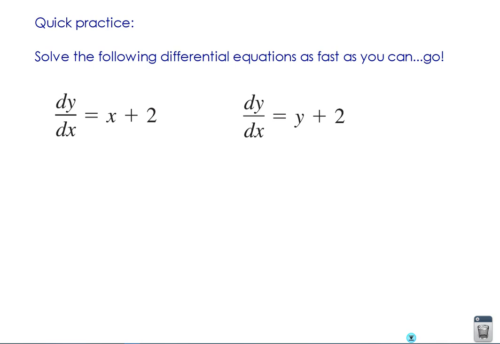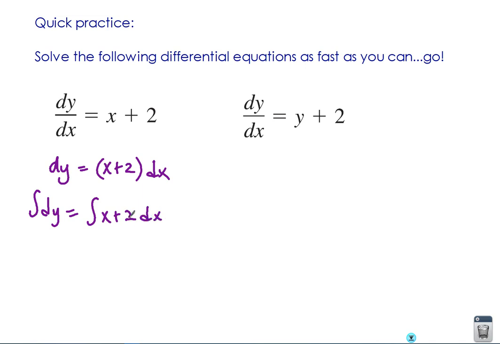So again, remember when we start these, you always want to get your variables separated. So I'm going to go ahead and multiply both sides by dx right here. So I've got dy is equal to x plus 2 dx. Then I can integrate both sides. Is equal to the integral of x plus 2 dx. And now when I write it like this, it's understood that the dx in the integral encompasses the whole thing without using the parentheses. So then I end up with y is equal to x squared over 2 plus 2x plus c. And this one works out really well that y is already solved by itself. So that one is already done.